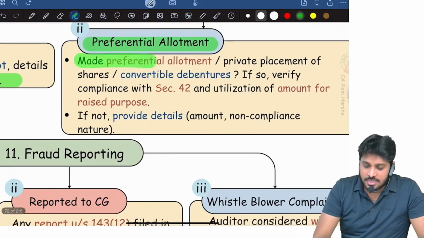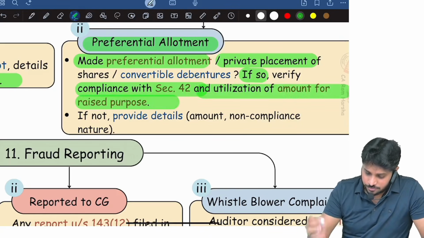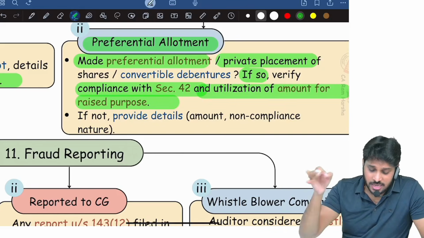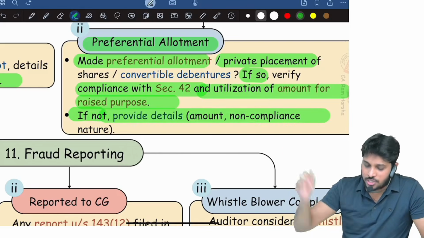Preferential allotment: whether the company has made any preferential allotment or private placement. If so, verify compliance with section 42 and utilization of the amount, whether it is for the same purpose or not. If not, provide the details like the amount of diversion, how much is the non-compliance, all that.